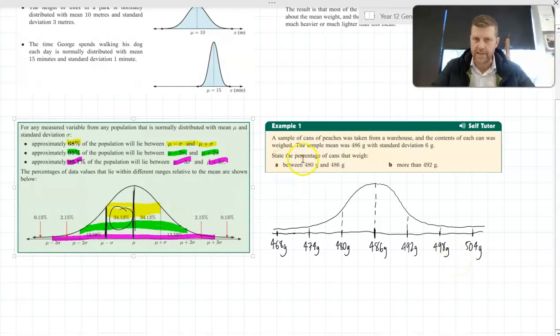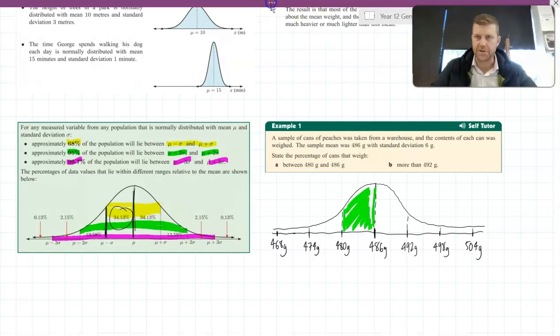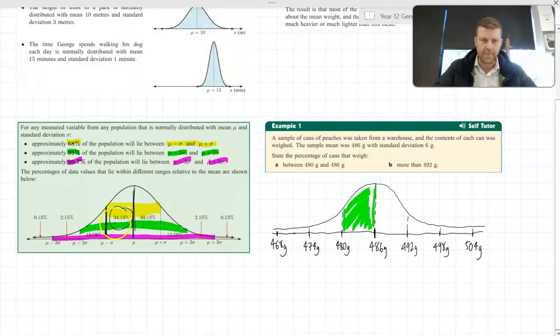The question actually says, state the percentage of cans that weigh between 480 grams and 486 grams. So basically it's asking me what percentage of cans are between 1 standard deviation below the mean and the mean. What percentage of cans lie in that section of the bell curve? Well, based on this graph here, it would be simply 34.13%. So the answer to A is 34.13%.